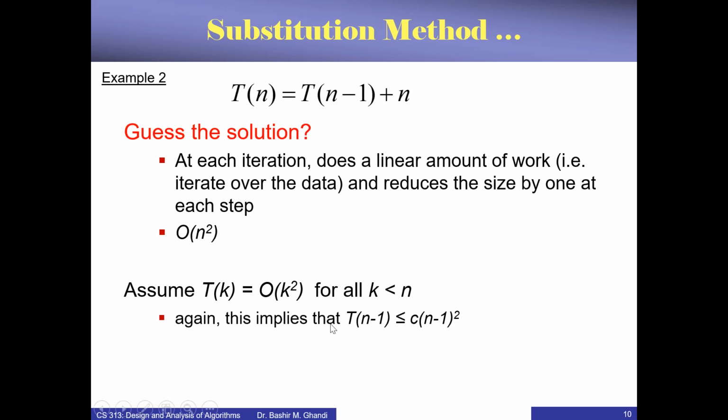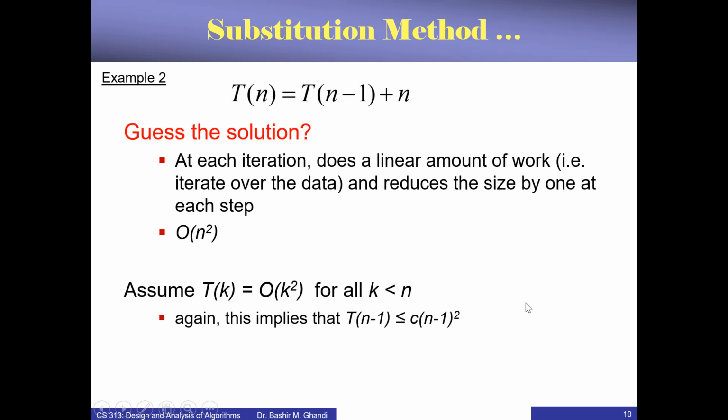And therefore, we can say that this implies that Tn minus 1, where we take our k to be n minus 1, will be less than or equal to some constant c times n minus 1 squared. This is what our hypothesis will imply. Okay, so the next step, therefore, is to substitute this hypothesis back into the original recurrence equation. Instead of Tn minus 1 here, we will have less than or equal to c times n minus 1 squared, and then plus the n here.